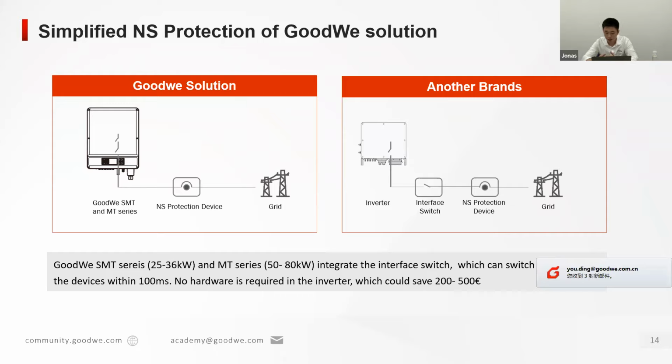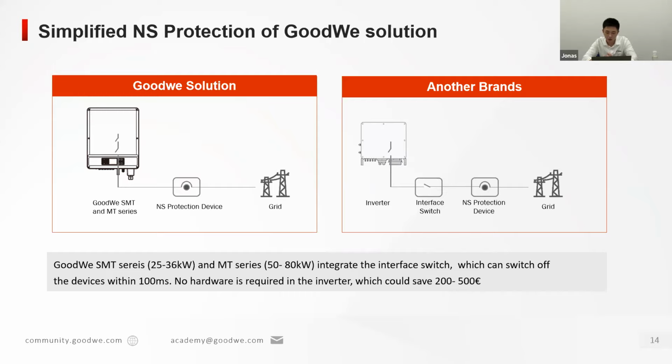For the MT series and for the SMT series, the MT series ranges from 25 kilowatt to 80 kilowatt. For other brands, to realize this function, they need an external interface switch that would cost about 200 euro to 500 euro. So with the GoodWe solution, in this situation, we could save about 200 to 500 euro.